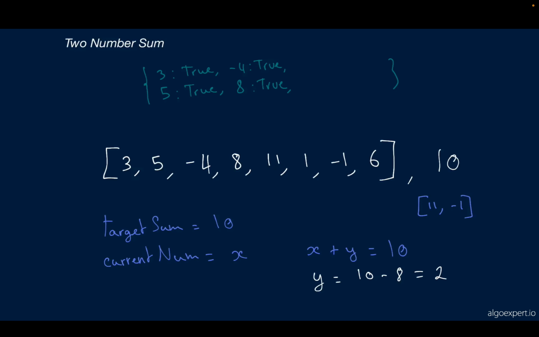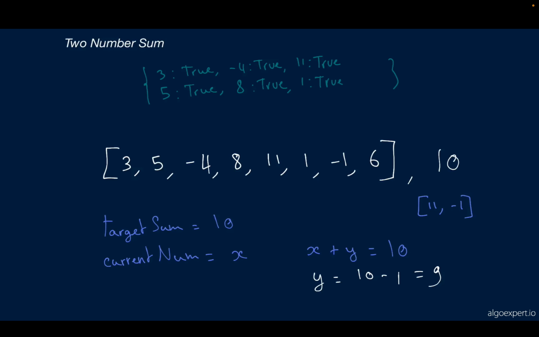We go to 11, solve for y. 10 minus 11 is going to be equal to negative 1. Is negative 1 in our hash table? No, it's not, at least not yet. So we just store 11. Then we move on to this 1. We do 10 minus 1. That's going to be equal to 9. 9 is not in our hash table, so we just store 1.